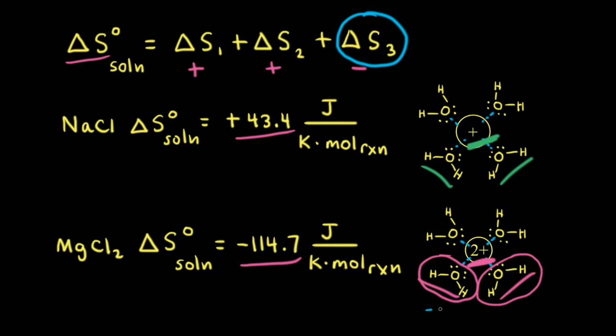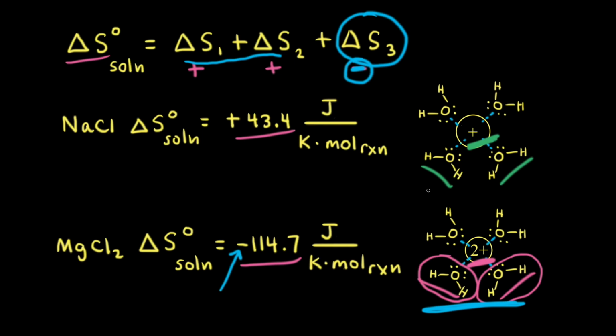So the hydration of the magnesium 2+ cation leads to a greater decrease in entropy for step 3, which outweighs the positive values for steps 1 and 2. And that gives an overall negative value for delta S naught of solution. Therefore, dissolving magnesium chloride in water results in a decrease in entropy.